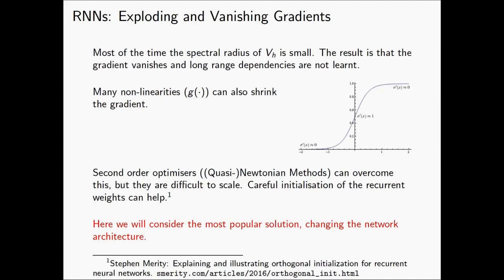There's lots of ways of approaching this. One, you could view this from an optimization point of view and say the problem here is that we're doing first-order gradient descent. We're only looking at the first derivatives. If we looked at the second derivatives, if we looked at the curvature of the function, then we wouldn't have this problem.